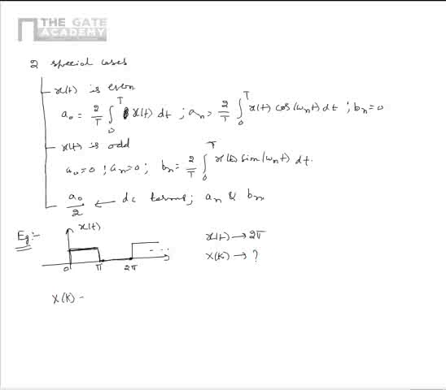We know that in case of complex Fourier series representation, x of k can be written as 1 by t integral 0 to t x of t e power minus jk omega naught t dt, where omega naught is equal to 2 pi by t, where capital T is the time period of the signal, which is equal to 2 pi. Upon substitution, this can be written as 1 by 2 pi integral 0 to pi, because the signal from pi to 2 pi is 0.